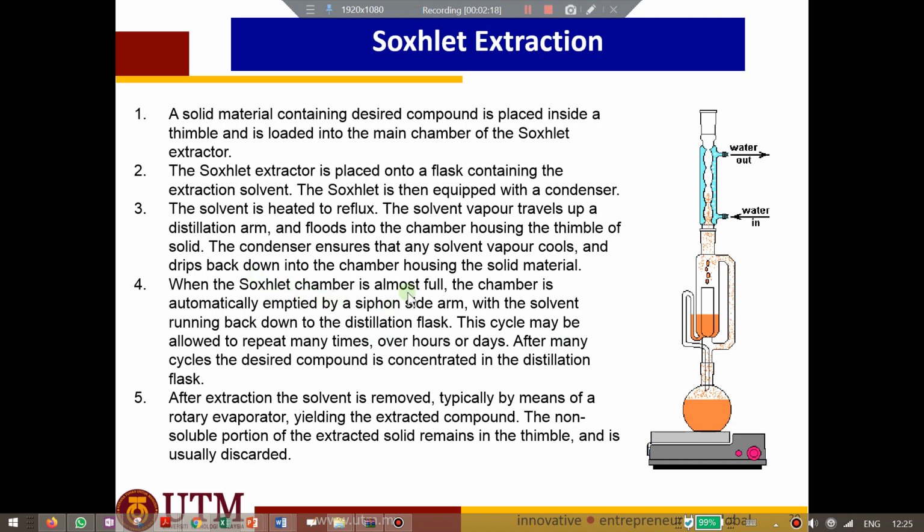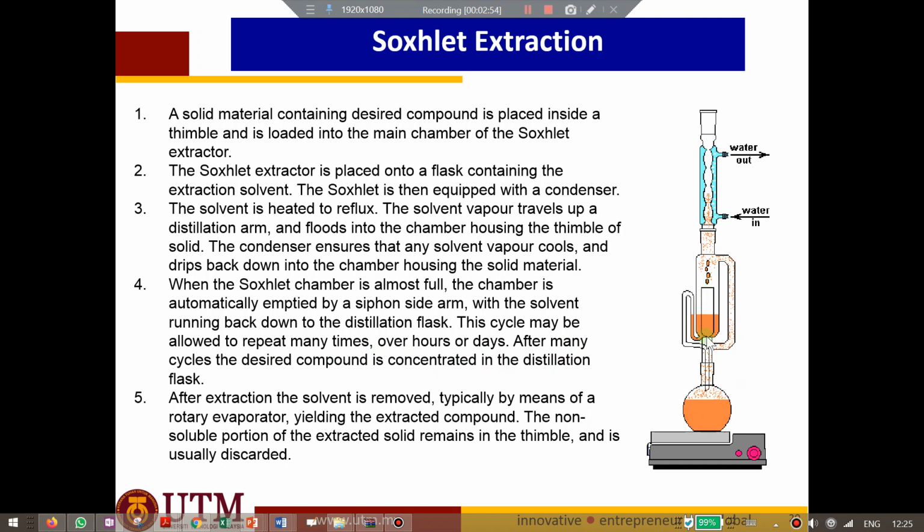When the Soxhlet chamber is almost full, the chamber is automatically emptied by the siphon side arm, with the solvent running back down to the distillation flask. When your thimble is almost full, it will go into the siphon and back to the distillation flask, or we call it the distillation pot. This cycle may repeat many times over hours or days. After many cycles, the desired compound is concentrated in the distillation flask.